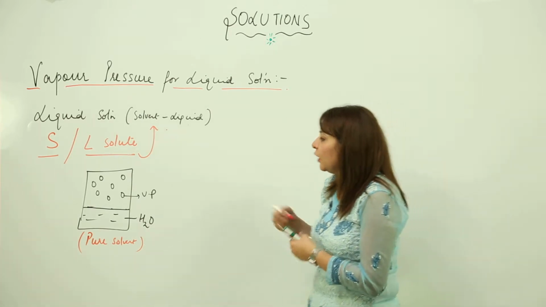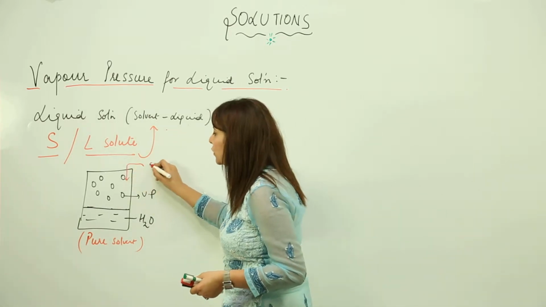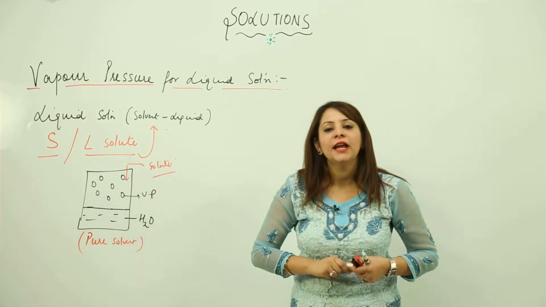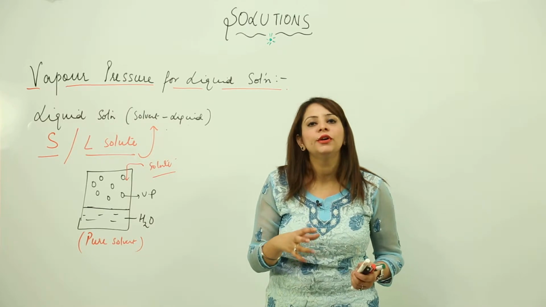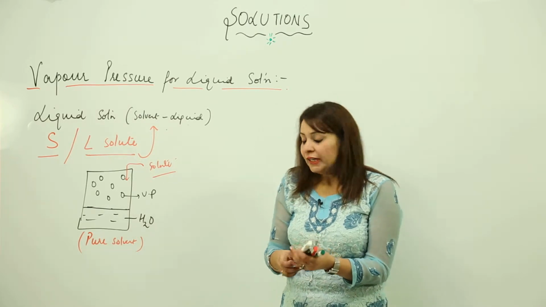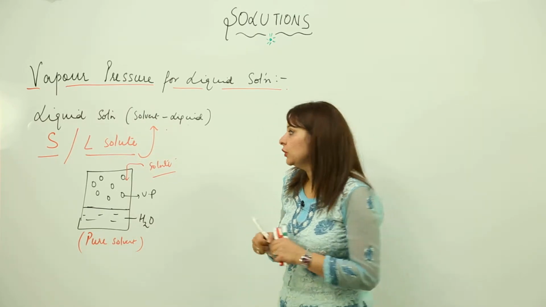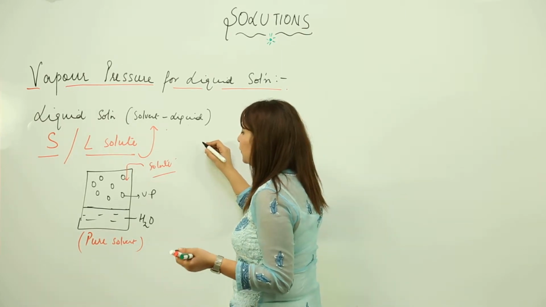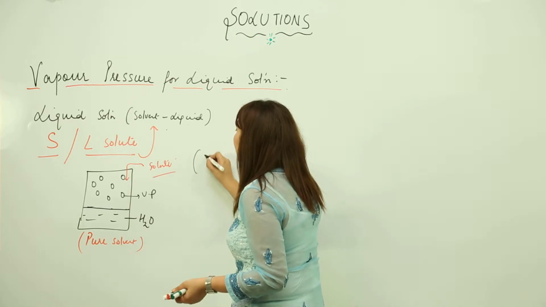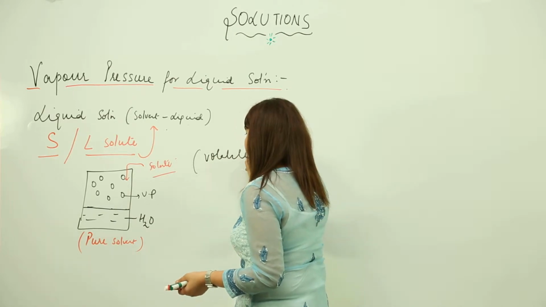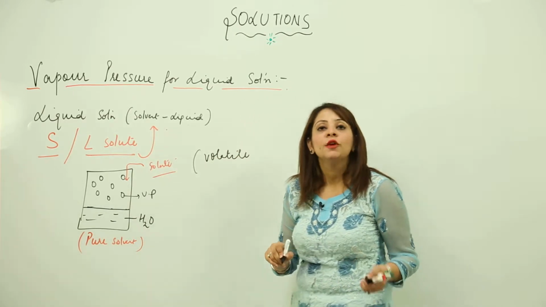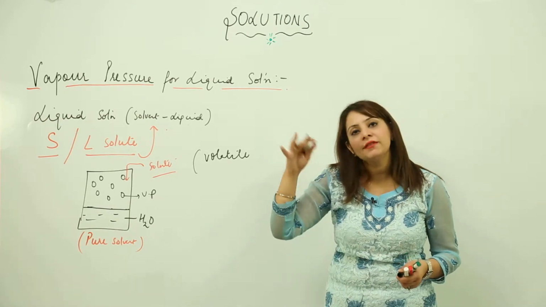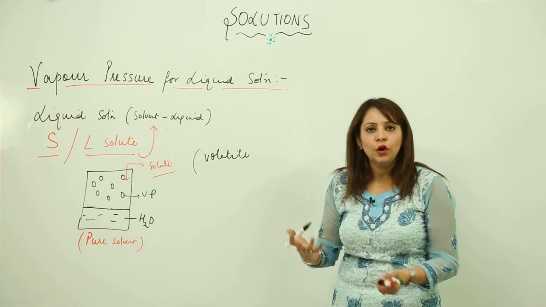Now what happens when I add some solute into it? Definitely it is going to affect the vapor pressure. Now let us take an example. Suppose I am adding a solute which is a volatile solute. What do you mean by volatile? Volatile means a solute or substance which has a tendency to evaporate. Right. So I can have a volatile solute.